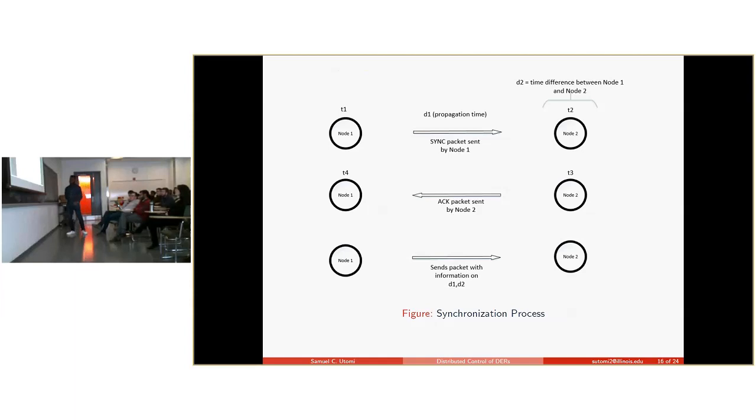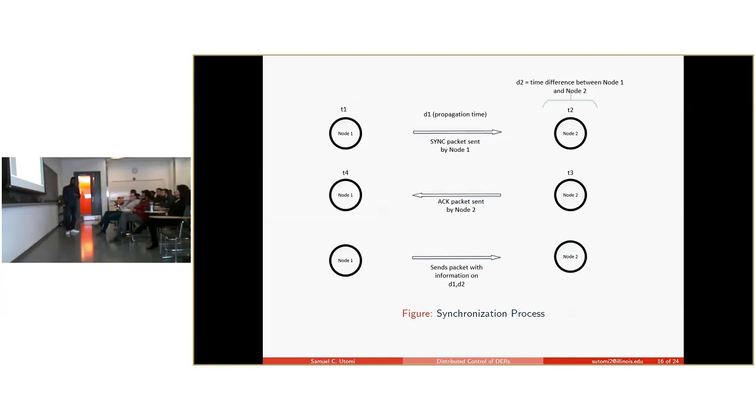This is just showing an illustration of the process. Node 1 starts it, and then it goes back and forth until you calculate D1 and D2, and then that's distributed accordingly to node 2. In our case, because we're working with more than a 2-node system, we have 4 nodes in our network, for example. So you want a way to determine a common time reference for 4 nodes. So how do we do that?